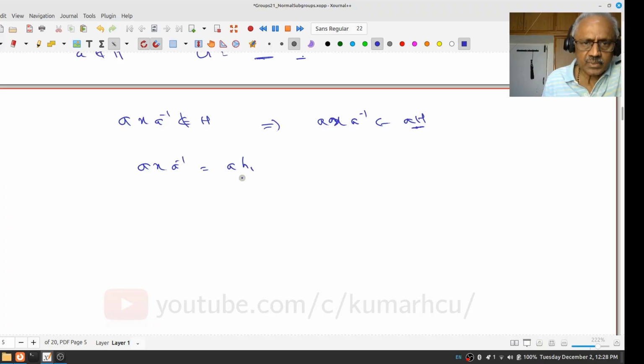Now let us look at this. This is a, therefore multiplying both sides by a inverse, that gives me a into a inverse, that is x a inverse equal to a inverse h1.